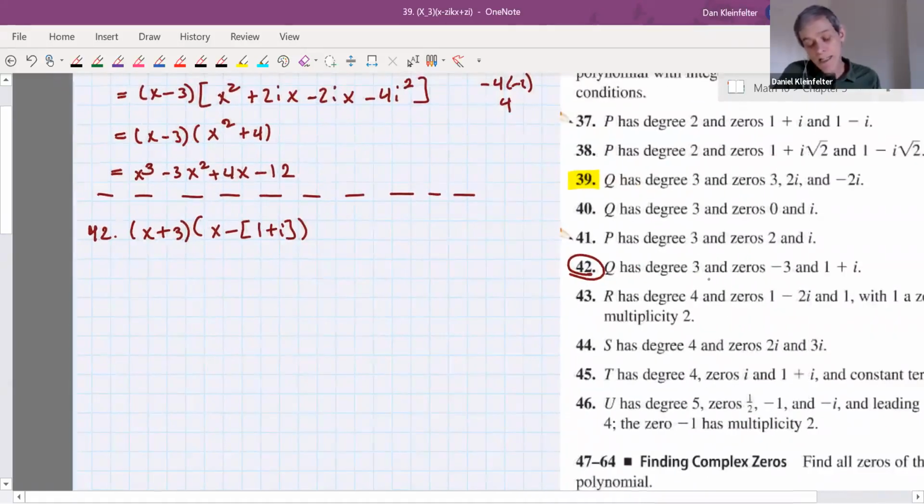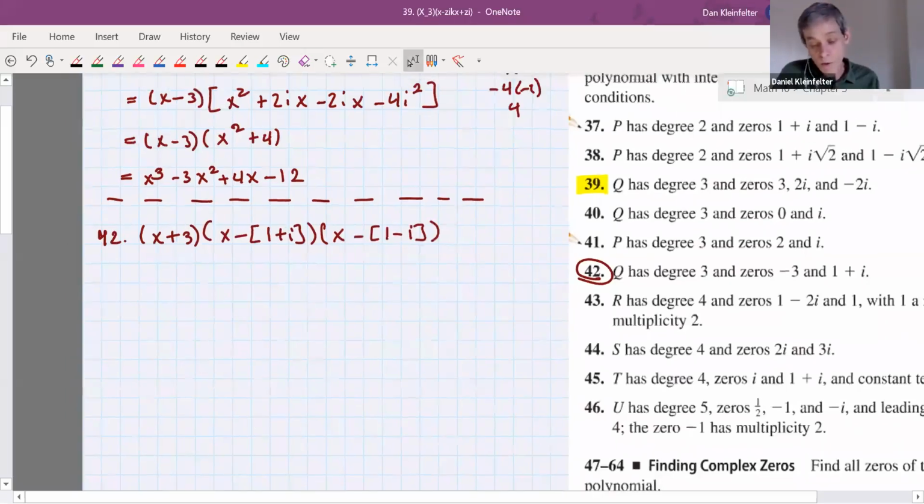And so the thing is that since this has degree 3, it's going to have 3 linear factors and 3 zeros, and we're only told what 2 of them are. So what does that third one have to be? If this is going to have real coefficients and it has one complex zero, then the conjugate will also have to be a zero. So the other zero has to be at 1 minus i, and our other factor will be x minus (1 minus i). Okay, so that's the setup.